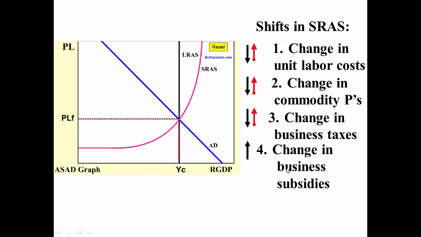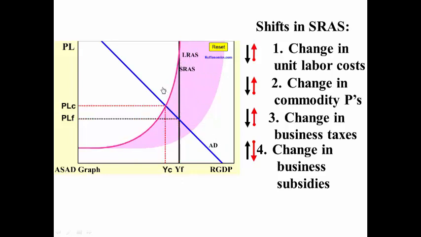And last, if business subsidies go down, this increases the cost of doing business, driving the short-run aggregate supply curve to shift to the left, driving the price level up, and real GDP and national income down.